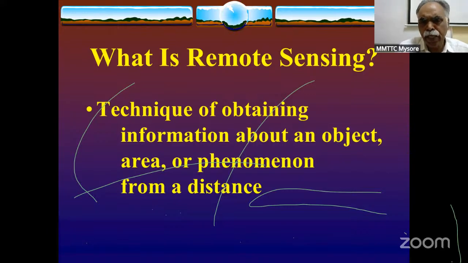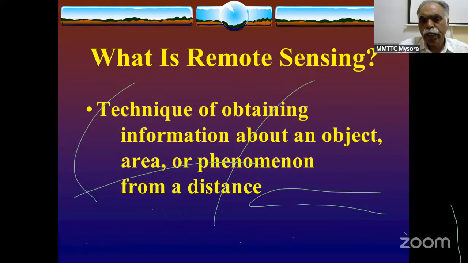So these are techniques of obtaining information from a remote place, that is, information about an object, area, or phenomena from a distance. Usually we call our TV remote a remote control. Sitting at a faraway place, we can switch on, switch off, and change the channels. We do all types of remote control. Remote satellites are also controlled in the same way from the ground station.